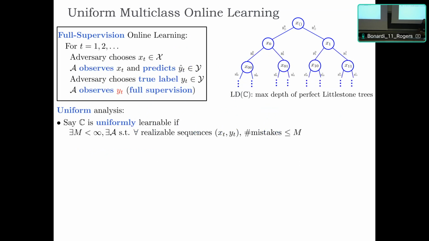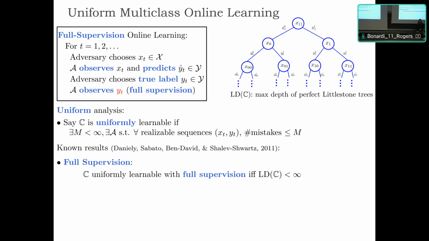Okay, so the classic analysis of online learning is what we'll call here uniform analysis. This is the mistake-bound framework we're all familiar with. We'll say a concept class is uniformly learnable if there exists a finite mistake-bound M and a learning algorithm A such that for all realizable sequences, the number of mistakes is at most M. So that's the classic definition. We've all studied it quite a lot.